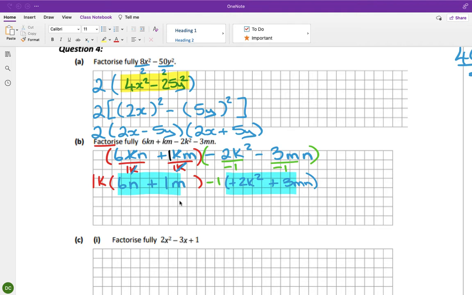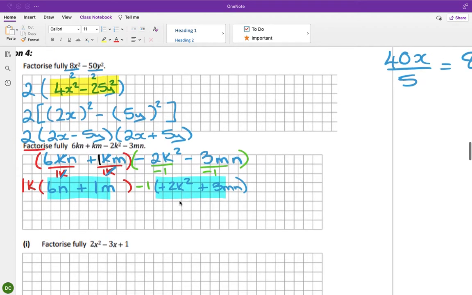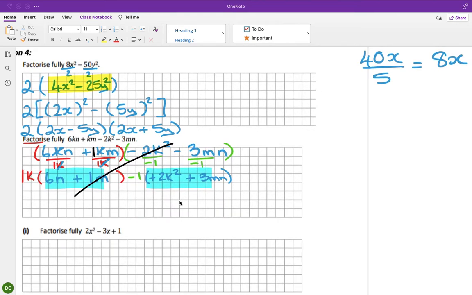So let's try and mix them up a little bit. I'm just going to scroll over. So I'm going to put a line through this to show the examiner that I attempted it, but I was incorrect. I'm not rubbing it out, because if you make a mess of it again, there might be some marks in that you could get. So let's go. 6kn and minus 2k squared. If I put this one with this one for my red bracket, and see if that helps. And then for my green bracket, the other two, which is plus km and minus 3mn. Okay, let's try this.